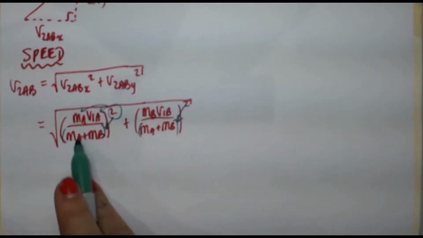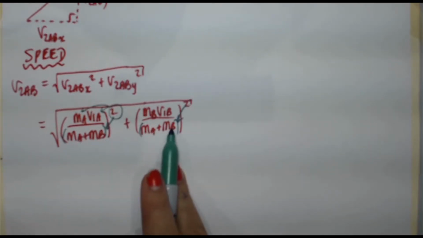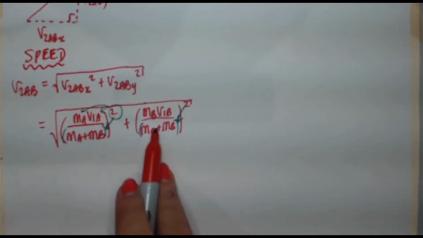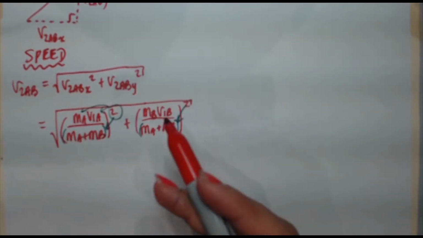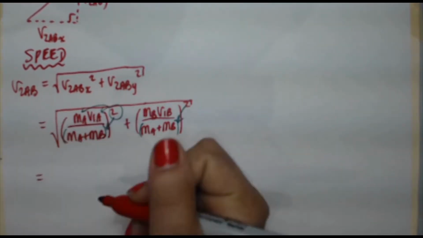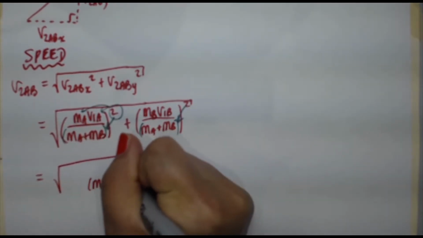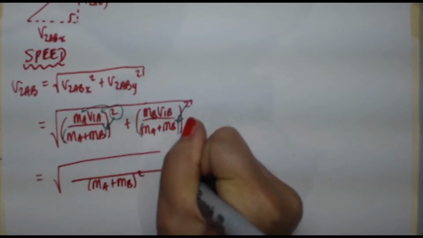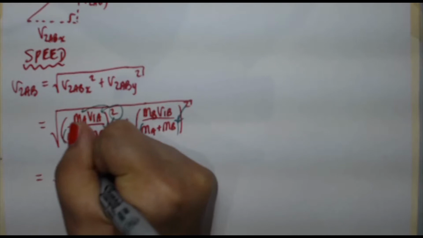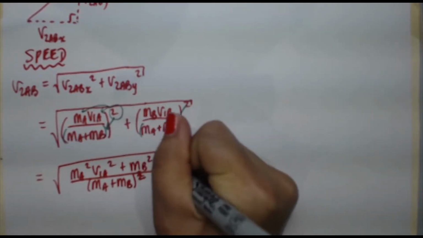Now here's the thing, if you've got MA plus MB squared, both denominators are the same. So first thing, you could combine them and make a common denominator. But if it's squared, you're taking the square root. The square root means you take the square root of the numerator and the denominator. So let me show you what I mean. First thing, let's just merge these into one denominator. So MA plus MB squared over, MA squared V1A squared plus MB squared V1B squared.